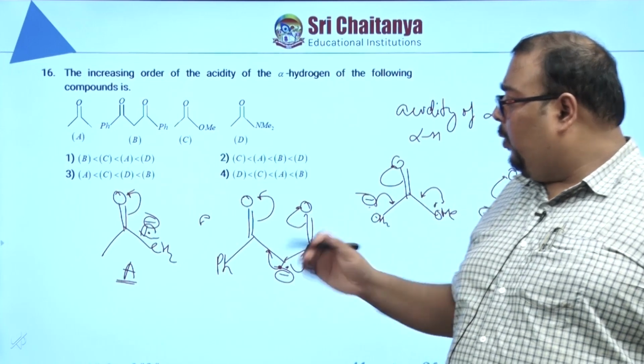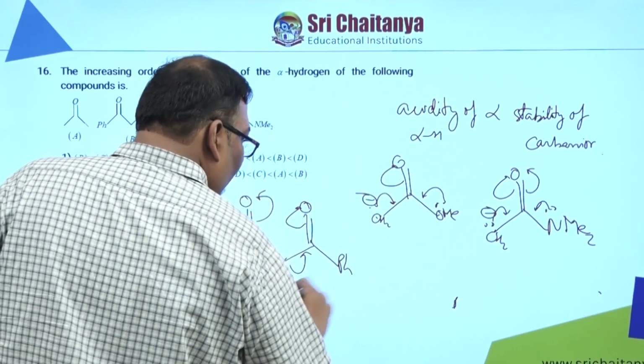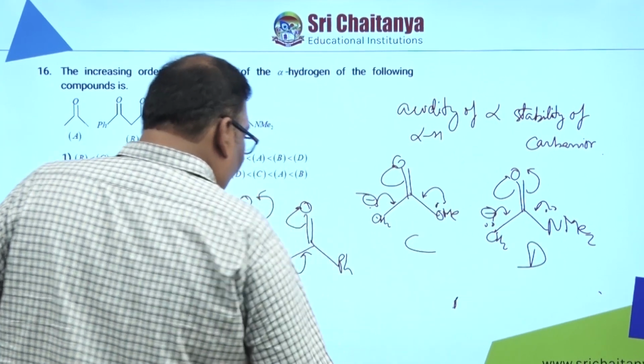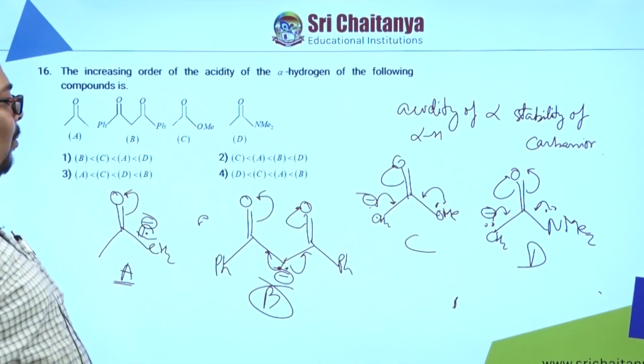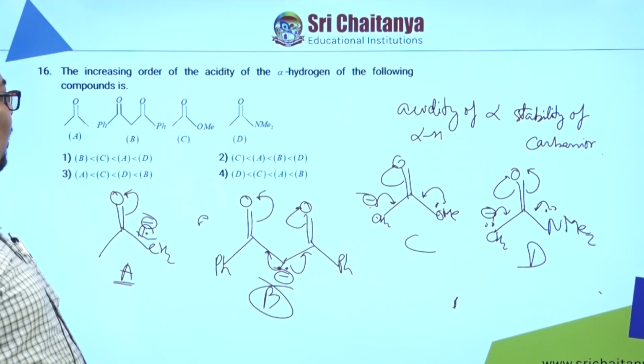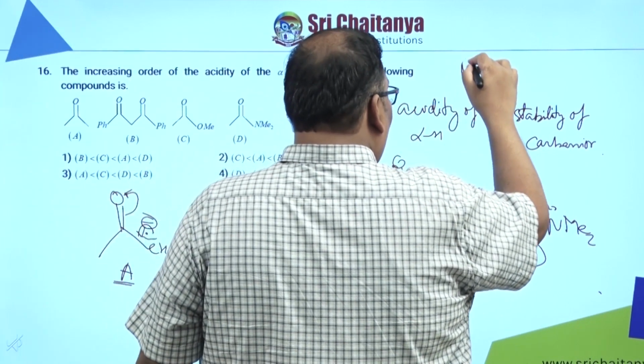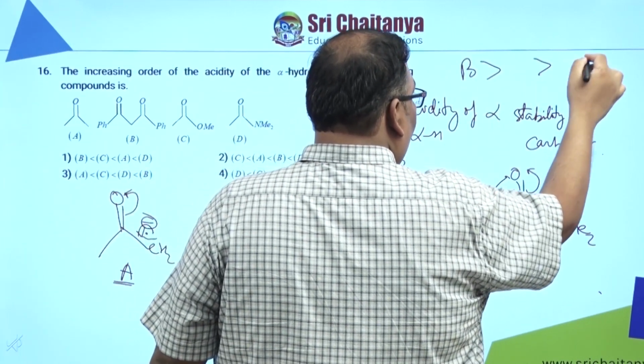So you see, more is the delocalization of the negative charge, more will be the stability of the carbanion. So going by this, this is B, this is C, and this is D. B will be the most stable carbanion. Why? Because it is having the maximum delocalization. So I can always say that B will be most acidic.